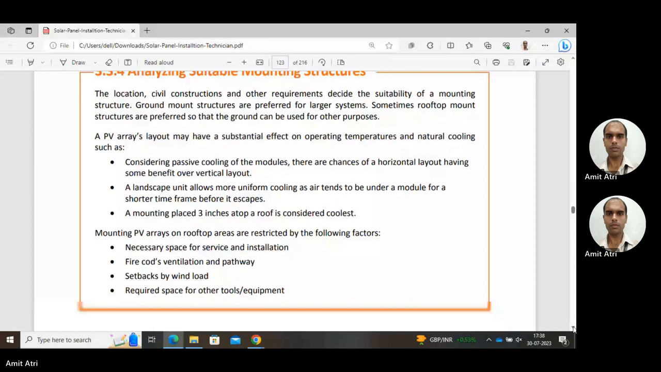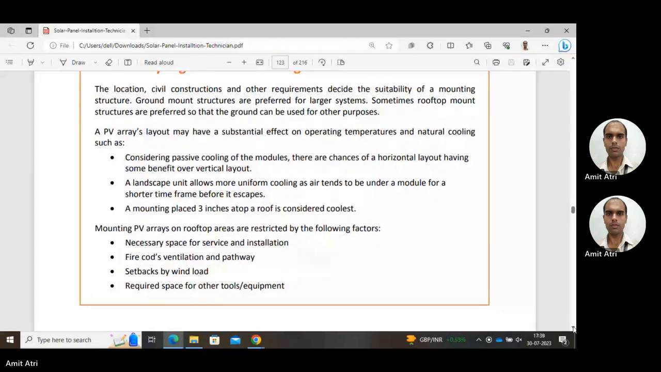Look at this one thing: fire code, ventilation and pathway. Then setback by wind load. Then required space for other tools and equipment. These we cannot compromise. We have to give space for these other auxiliary components as well.